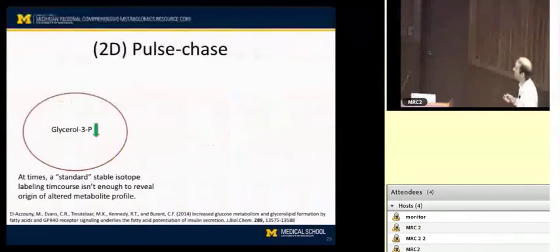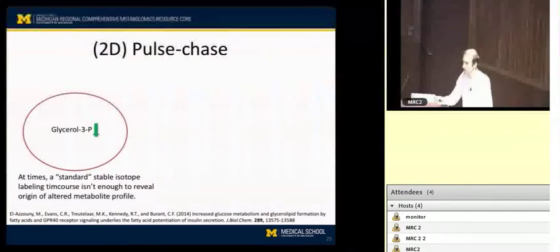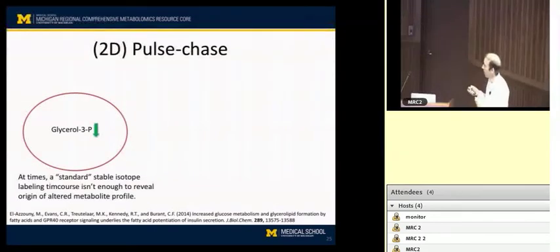Okay, another type of experiment is a pulse chase, and you may be familiar with pulse chase type experiments in the context of radioisotope tracers. Well, you can do them almost as well, or even better in some cases, with stable isotopes. At times, a standard stable isotope labeling time course may not quite give you enough to know the origin of an altered metabolite profile.